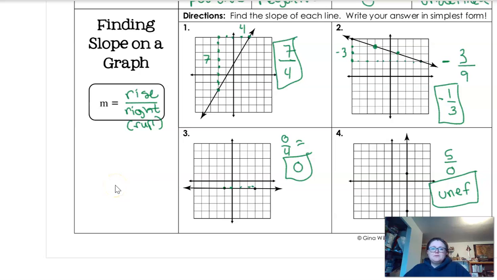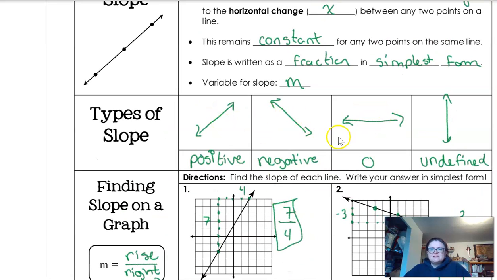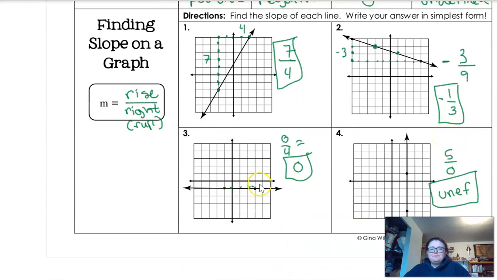That's how we find slope from a graph. And really that's all you're going to do for this assignment. You're going to practice, is it positive, negative, 0, or undefined? And then I'm going to give you like 10 problems where you just find the rise over run, reduce your fraction, and that's it. And then there's a couple extra videos if you want extra help.